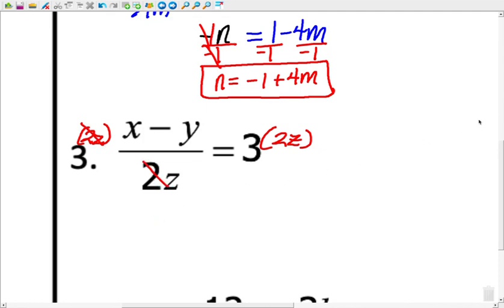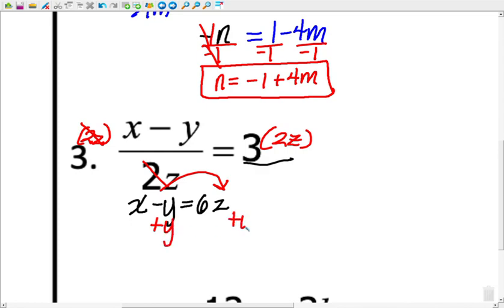And then I'm going to simply bring down my x minus y, which will be equal to 3 times 2z, which is 6z. Now I want to get the x by itself, so I have to move this over here. The only way I can do that is by saying plus y. And now my x is going to equal 6z plus y.